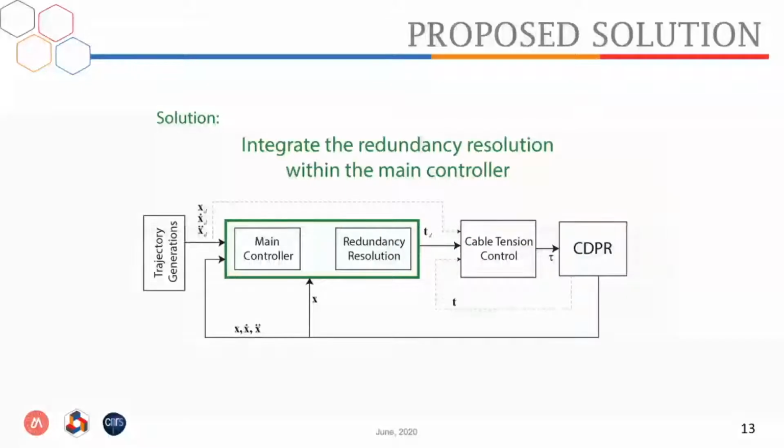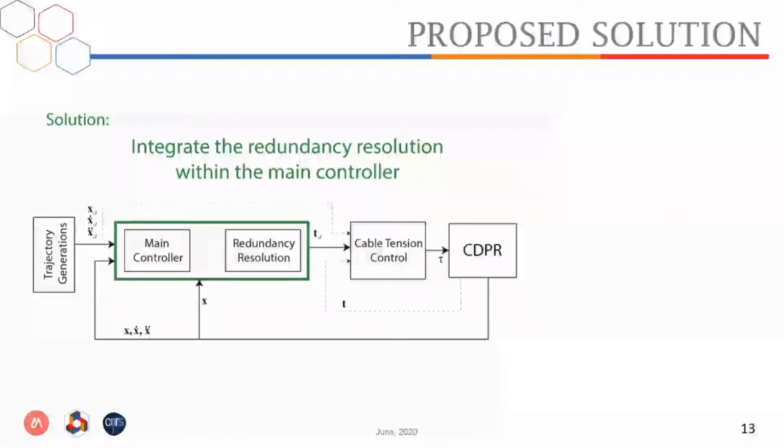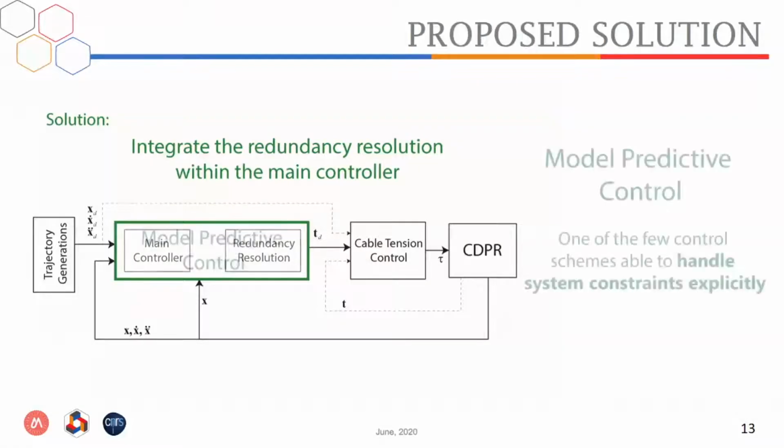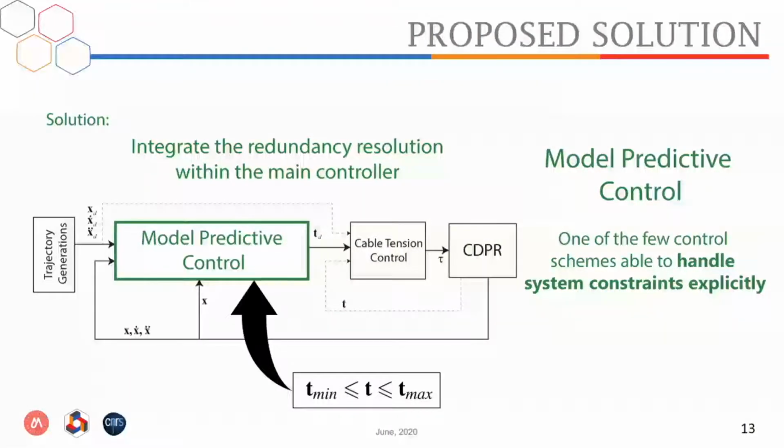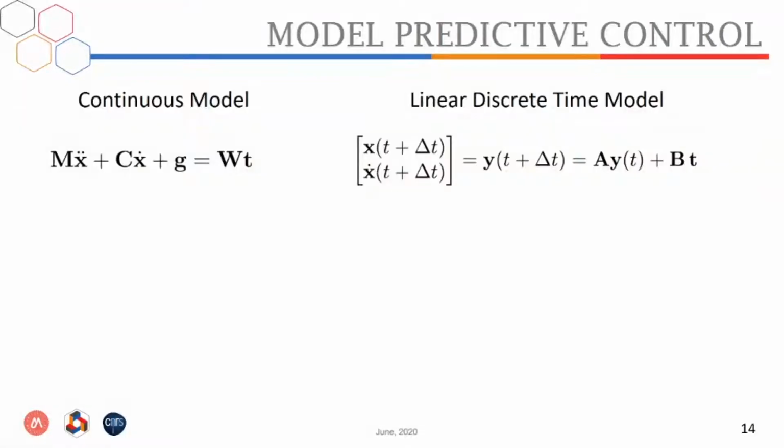The solution to this problem would be to integrate the tension distribution algorithm within the main controller. Fortunately, this can be done using model predictive control. Indeed, model predictive control is one of the few control strategies able to handle system constraints explicitly. In this paper, we propose an MPC scheme able to handle the constraints of cable tensions as an integral part of the main control. The proposed MPC may be briefly described as follows.